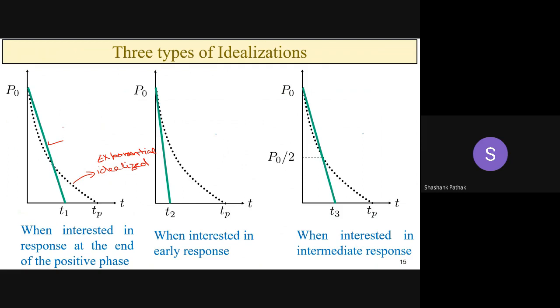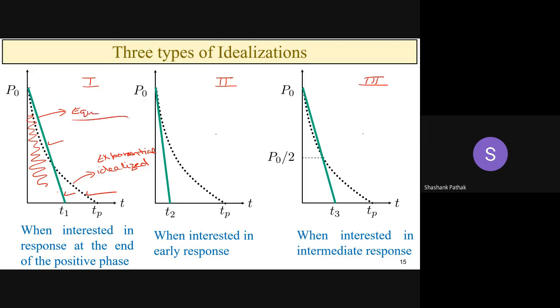The equivalence that I described can be of three types: this is the first type, this is the second type, this is the third type. The first type says that the area under the dotted curve, which is known as the specific impulse, is equal for both cases, the dotted curve and the green curve. If we can derive a green curve with the same area under the curve as the exponential explosion, then we can say that it is an equivalent linear load.